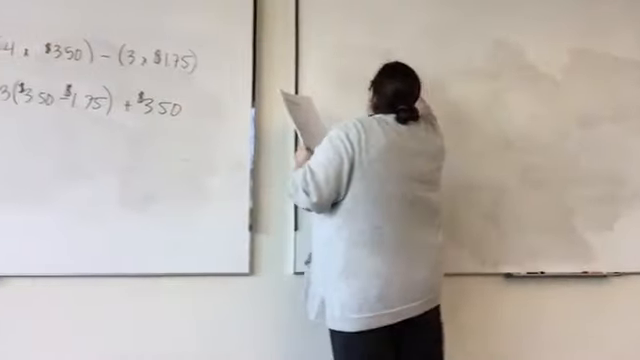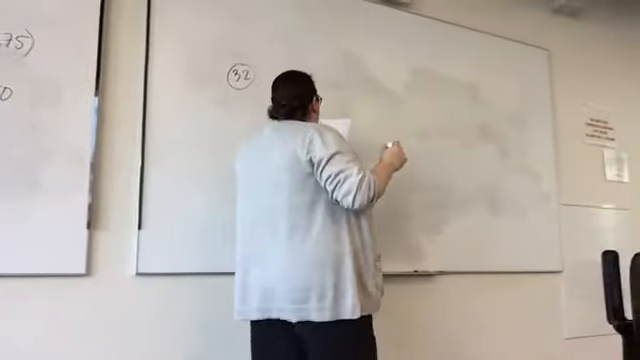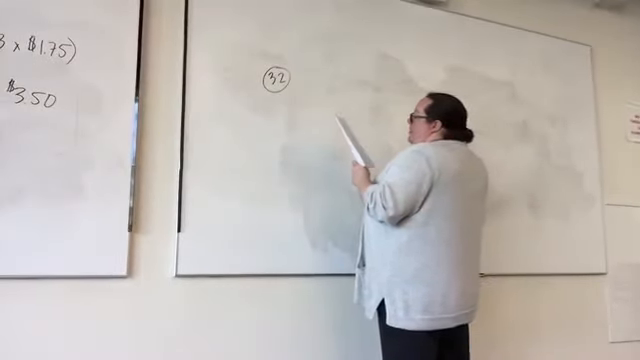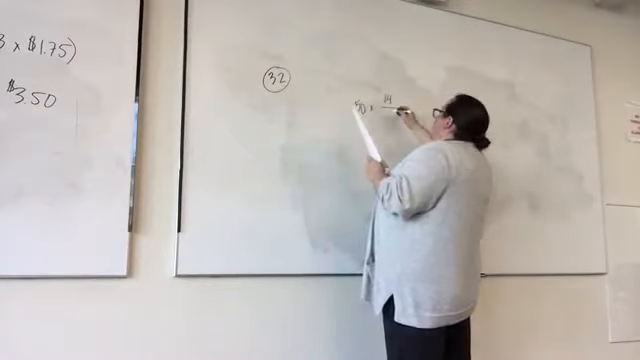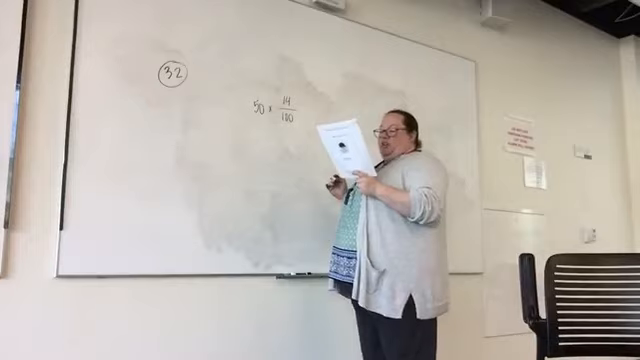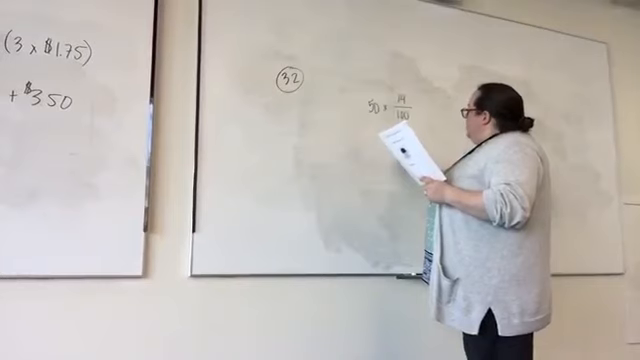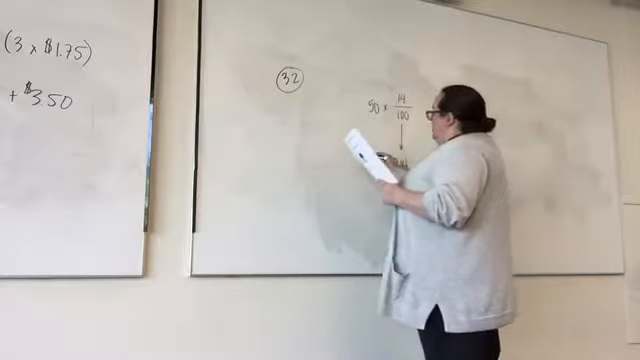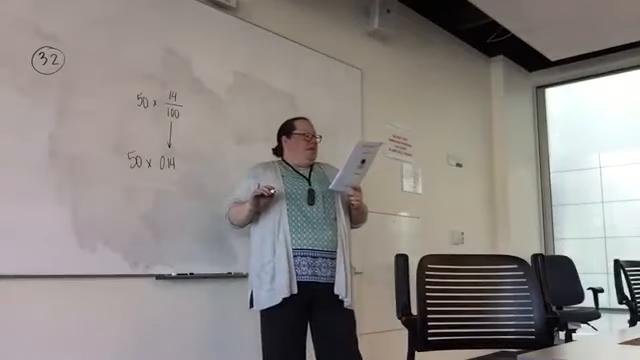Let's do this for 32. Rudy needs to calculate 14% of 50. He does so by computing it in the following way: 50 times 14 out of 100. Which of the following methods could Rudy also use to determine the correct percentage? Well, here it's important that we remember that 14 out of 100 is the same thing as 0.14. So we could also do 50 times 0.14, and that would be the correct answer, E.